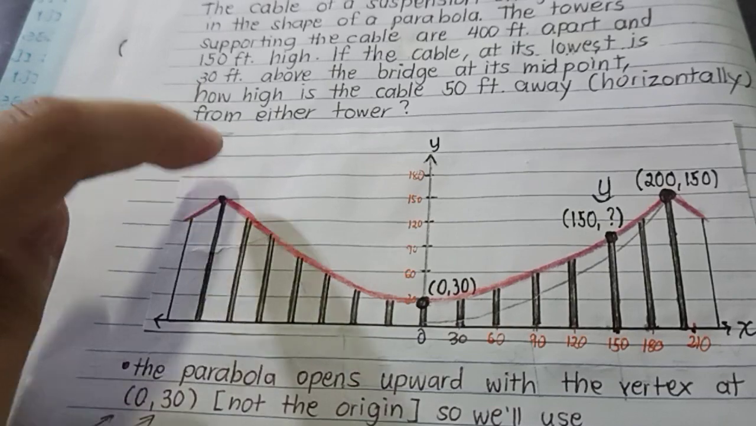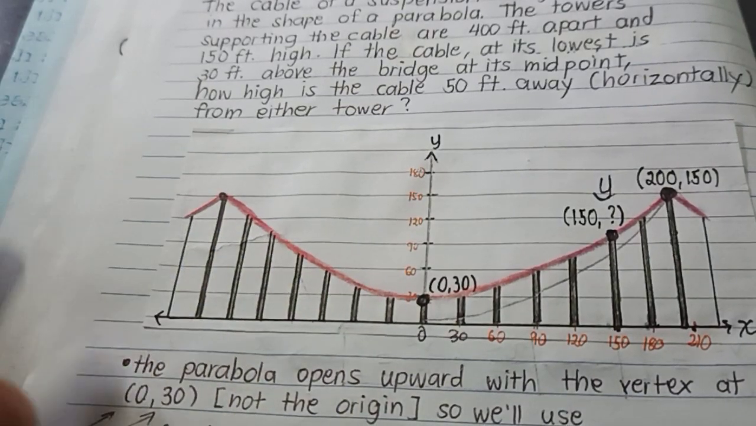Again, if you would like to solve from this part with negative coordinates, you should be able to arrive at the same answer because that's a parabola. It will satisfy any conditions, any points that pass through it.